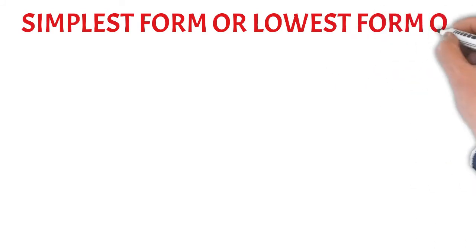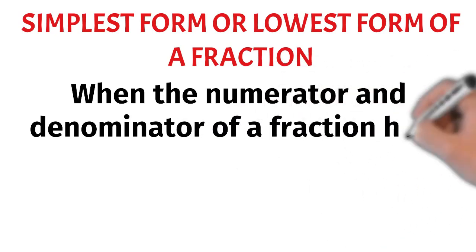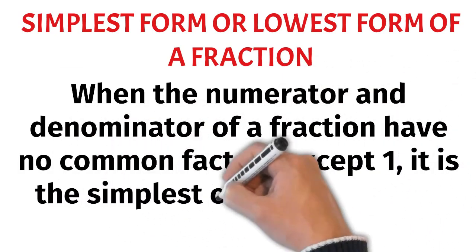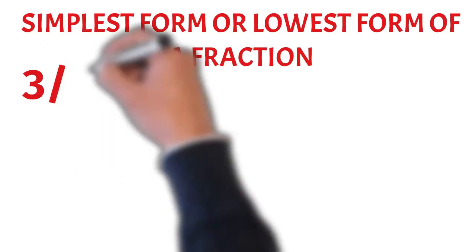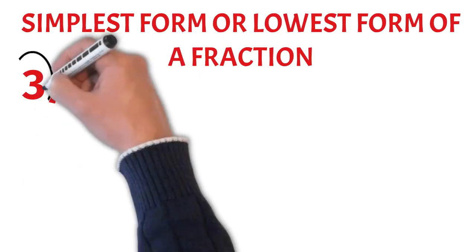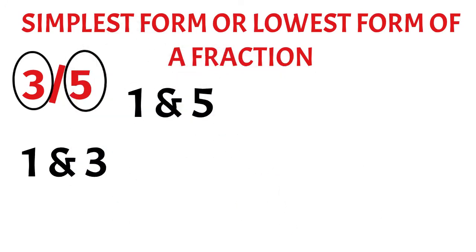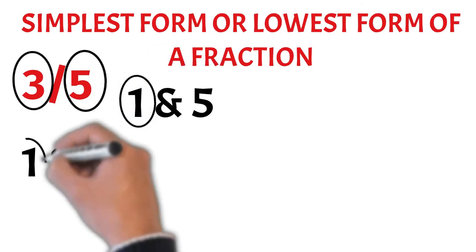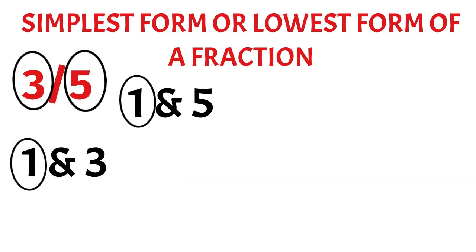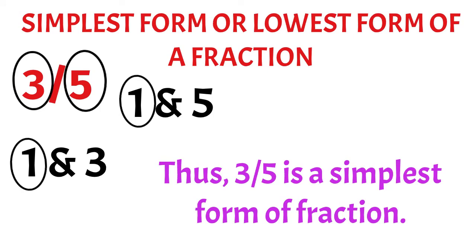What is simplest form or lowest form of a fraction? When the numerator and denominator of a fraction have no common factors except 1, it is the simplest or lowest form of the fraction. For example, 3 by 5. Here 3 has factors 1 and 3 and 5 has factors 1 and 5. Now, common factor of the numerator and denominator of this fraction is only the number 1. Thus, 3 by 5 is the simplest form of fraction.